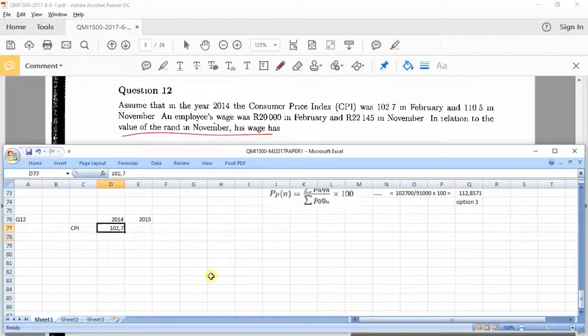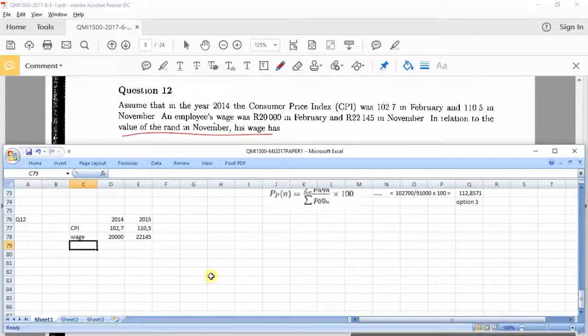CPI for 2014 was at 102.7. CPI for November actually was 110.5. Yes, but it's the same year. That's fine, it's just the months. That's what we're looking at. And then we've got the wage was 20,000 and 22,145. Does that make sense?